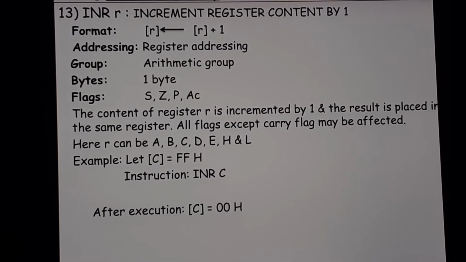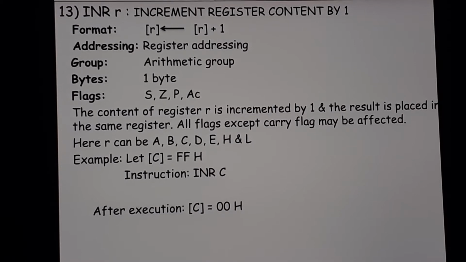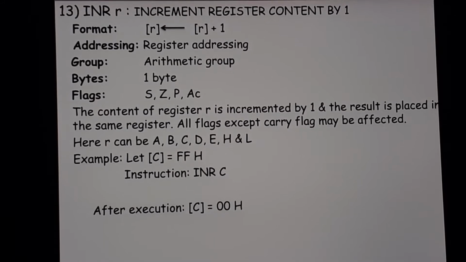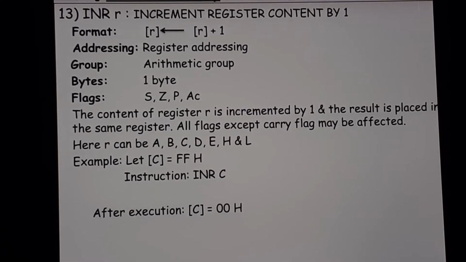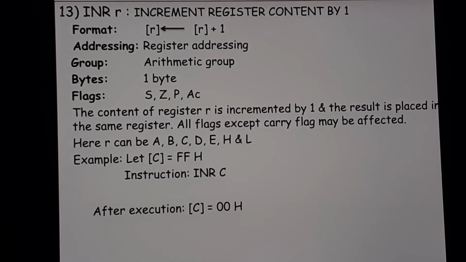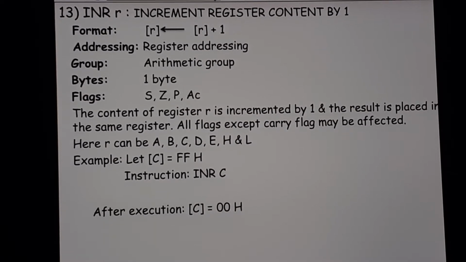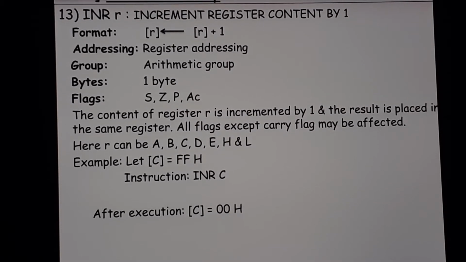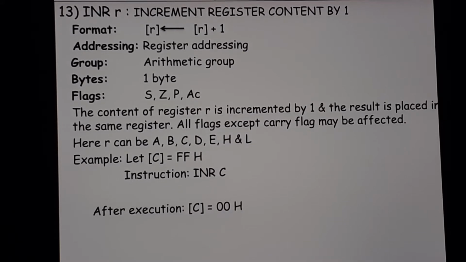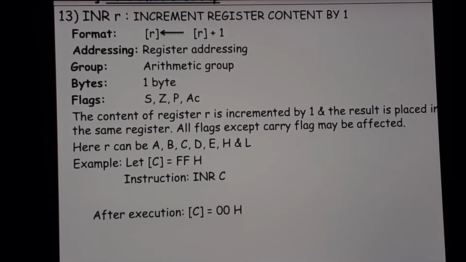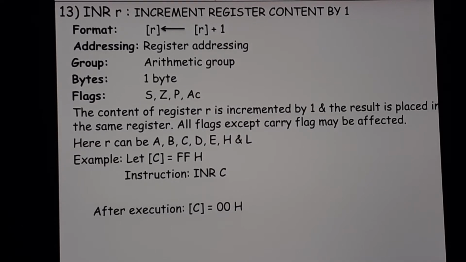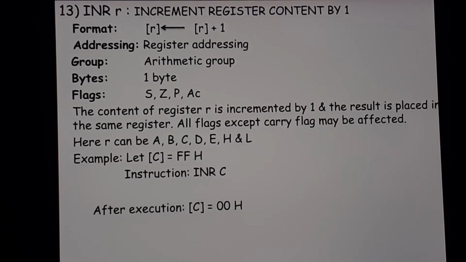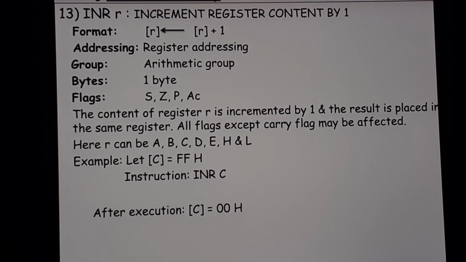Here since we have registers, register pair, and accumulator, we'll mention it in the register content. The format is very simple, R plus 1, and the result goes in R. Till addition and subtraction, the result always used to get stored in the accumulator. From this instruction onwards, the result will be stored according to the instruction. Only in the addition and subtraction instructions did the result get stored in the accumulator. This instruction increments the register content by 1, so the format is R plus 1 and the result will be placed in the register itself.